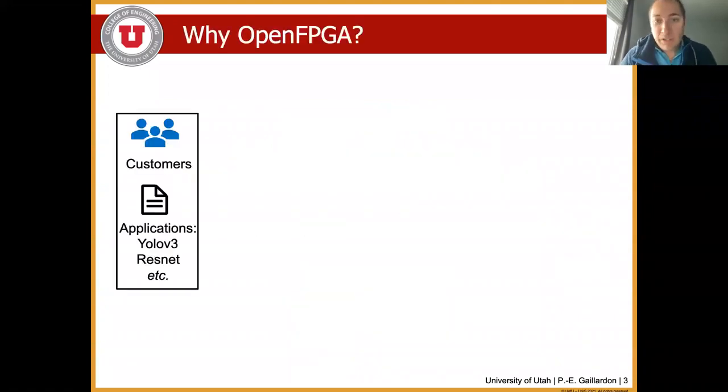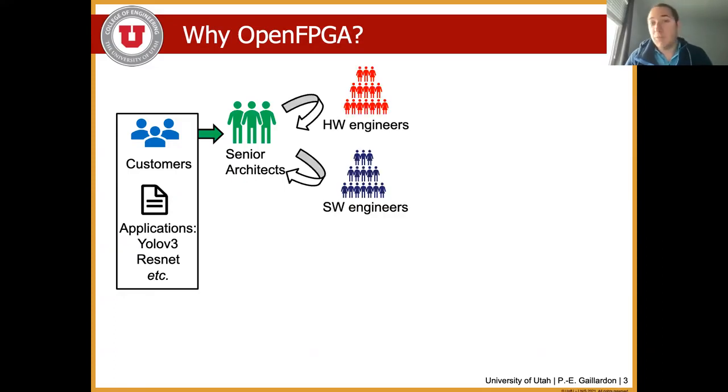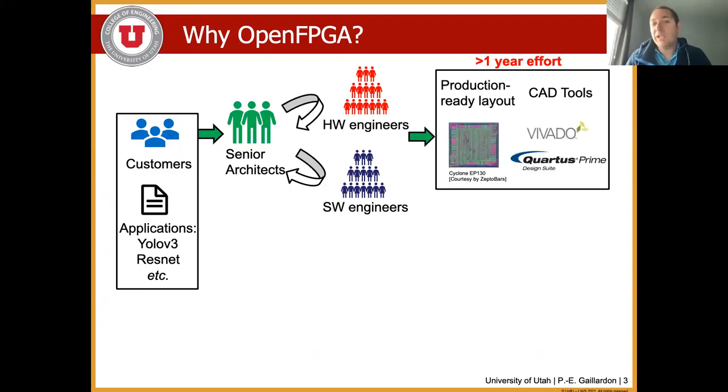So let me get started first by why OpenFPGA and what is our main objective. Creating an FPGA is a tremendous task, right? What Xilinx and Altera do is very complicated. You have a bunch of customers, you have a bunch of target applications, and usually it requires a large team of senior architects and an army of hardware and software engineers to come up with production-ready layouts as well as the supporting CAD tools. Usually more than a year of development effort, right?